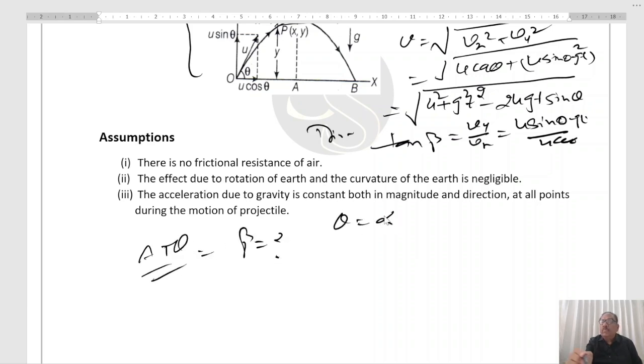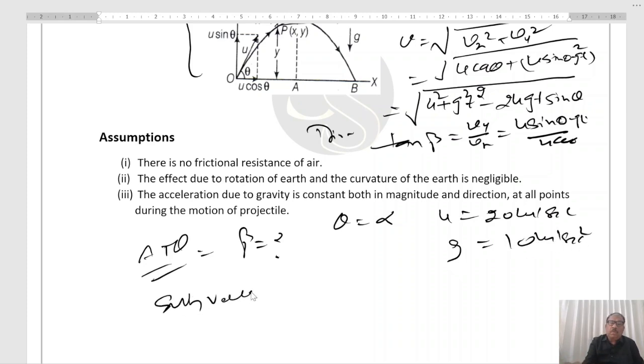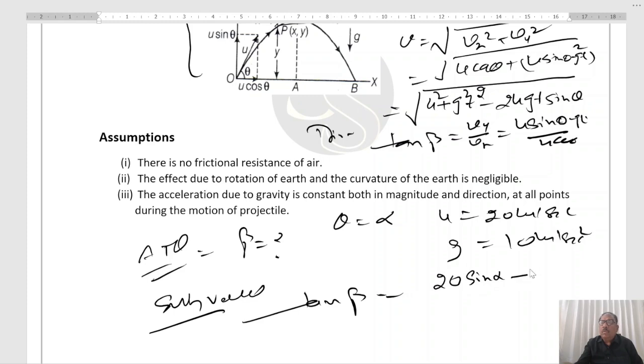Theta is alpha, u is 20 meter per second, g equal to 10 meter per second square. Substituting values, tan of beta equal to u sin theta minus gt upon u cos theta, that is 20 sin alpha minus 10 into 10 divided by 20 into cos alpha.